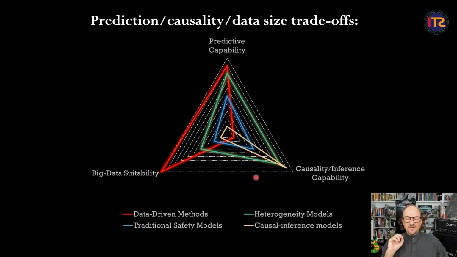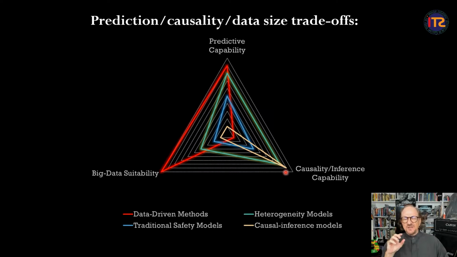Then there's the heterogeneity models, which have pretty good predictive capability, not to machine learning standards. Some big data suitability because you're using simulated maximum likelihood estimation in most cases, but not nearly as good as machine learning. But you do have a great opportunity here because they do have very good causality. They're very good at uncovering causality.